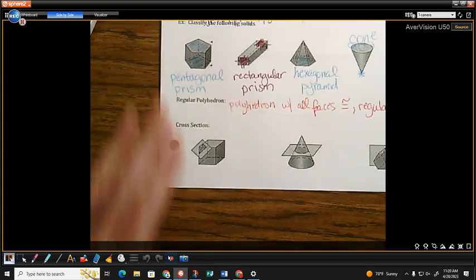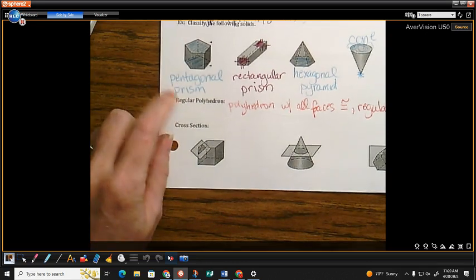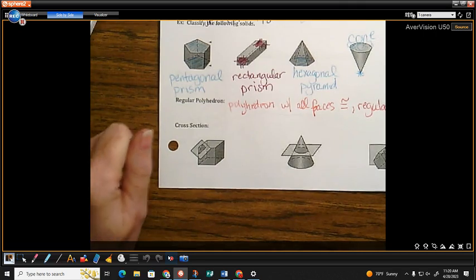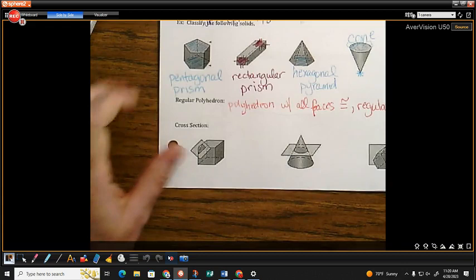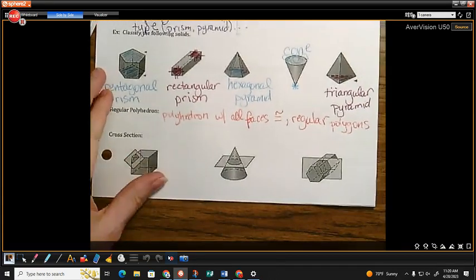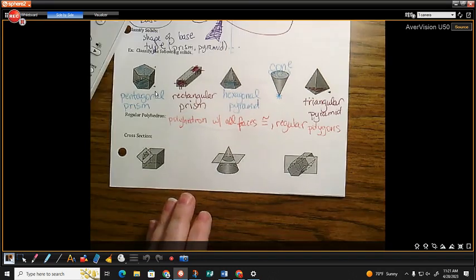Because do we want a bunch of congruent rectangles? Congruent rectangles would not make a regular polyhedron. Congruent rectangles would make a box. What does that say, regular? Polygons? And so you've got to be careful, okay?